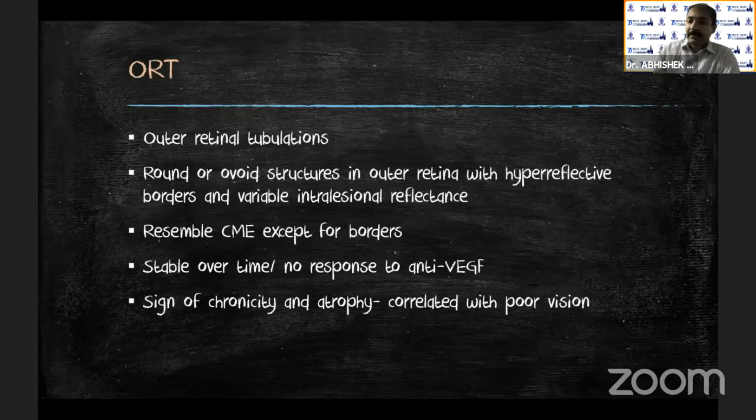Now, somebody may call it intraretinal fluid, and though it resembles CME, what is different between CME and ORT is the presence of hyper-reflective borders. This is not present in the routine CME fluid or intraretinal cysts. These are usually stable over time, and they have no response to anti-VEGF. It's important to recognize them so that you don't keep on injecting in the hope of drying these. They are a sign of chronicity and atrophy, and they are usually related with pretty poor vision.